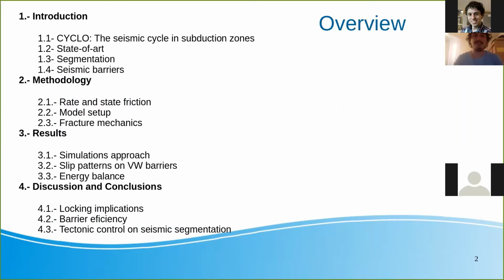So first, a quick overview. I will divide the talk into 4 steps. The first is the introduction: some motivation, some questions, and background context. Then the methodology that we will use, and some results. The methodology is divided mainly in 2 parts. The first is rate and state friction, which will be used to make the simulations and try to understand barriers. Then we will use fracture mechanics, really basic knowledge, in order to understand what is happening within these barriers. Then at the end we have the discussion and some conclusions.